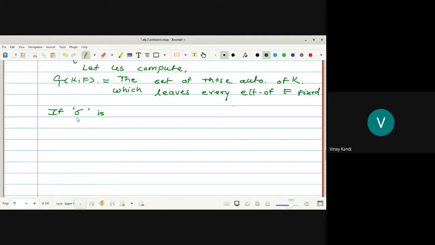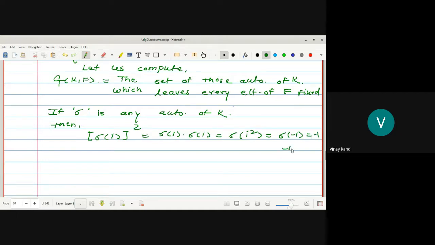any automorphism of K, that is on the set of complex numbers. Then what is sigma of i squared, which is equal to sigma of i into sigma of i? Since sigma is an automorphism, it preserves the operation, so this is sigma of i squared, which is equal to sigma of minus 1, which is equal to minus 1. Why minus 1? Because minus 1 belongs to F, that is R, and this sigma leaves every element of R, that is F, fixed. So sigma of minus 1 is equal to minus 1.